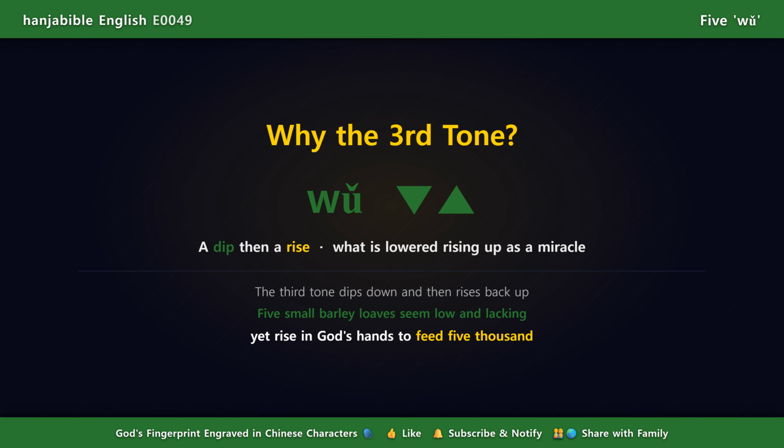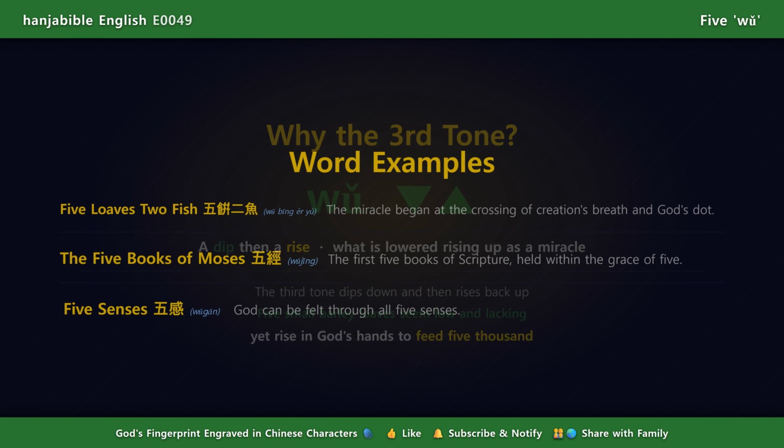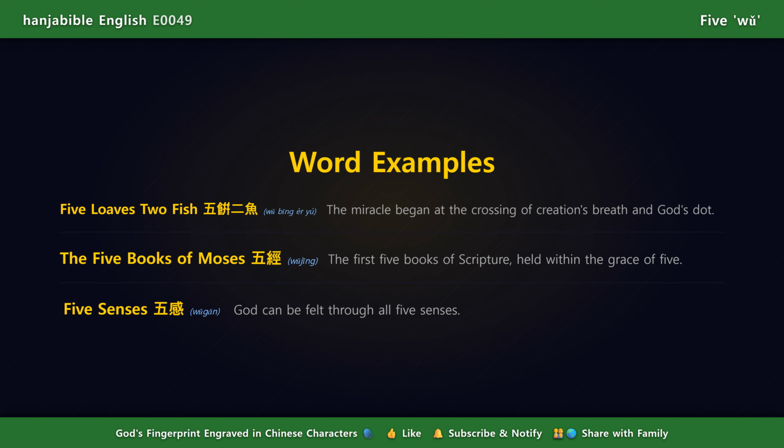5 loaves and 2 fish, the 5 barley loaves and 2 small fish. The miracle of the 5 loaves and 2 fish began at the crossing point where creation's breath meets God's dot.